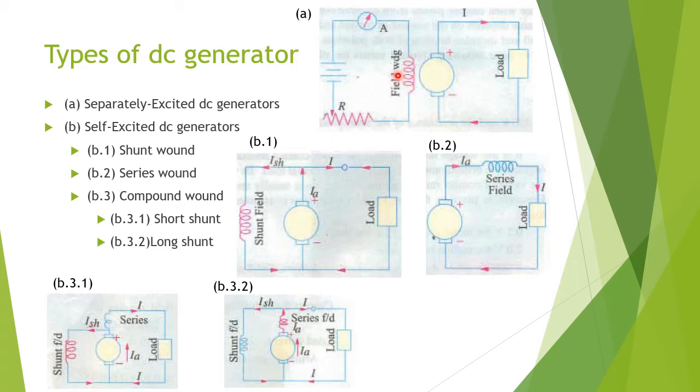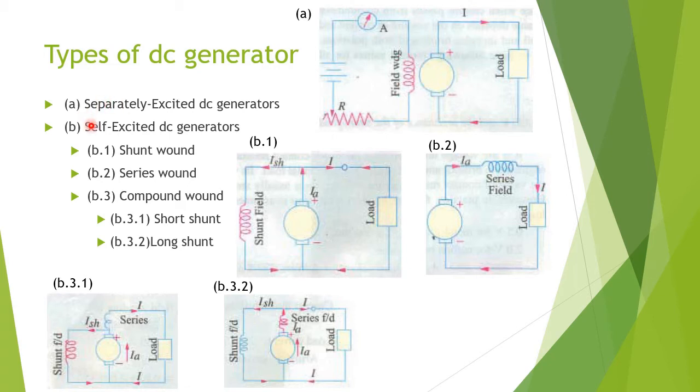So there is no connection between the field winding and the armature. A separate DC source is connected to the field winding to electromagnetize the poles. So this is called a separately excited DC generator. Here we are getting electrical output from the armature, so the direction of current is like this, plus minus. This armature generates current, and the current flows in this manner.